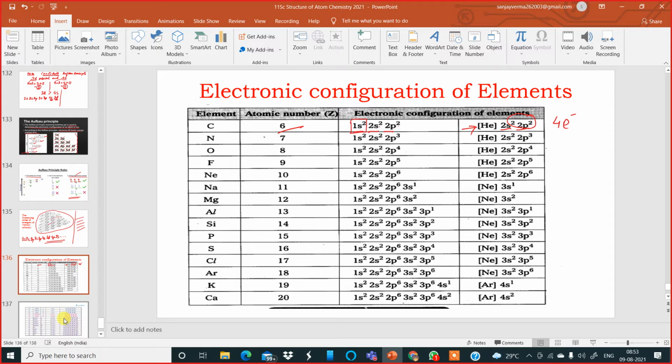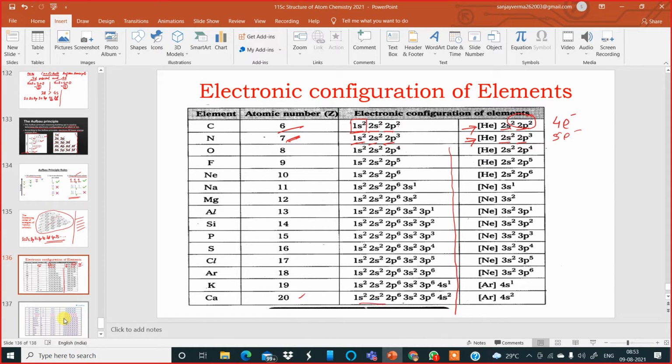Similarly, nitrogen atomic number is 7. So its electronic configuration is 1s2, 2s2, 2p3. Now this 1s2 is the electronic configuration of helium, and then 2s2, 2p3. It has 5 electrons in its valence shell. So I request you all to go through all these electronic configurations till calcium. See, all these are from atomic number 6 to 20.